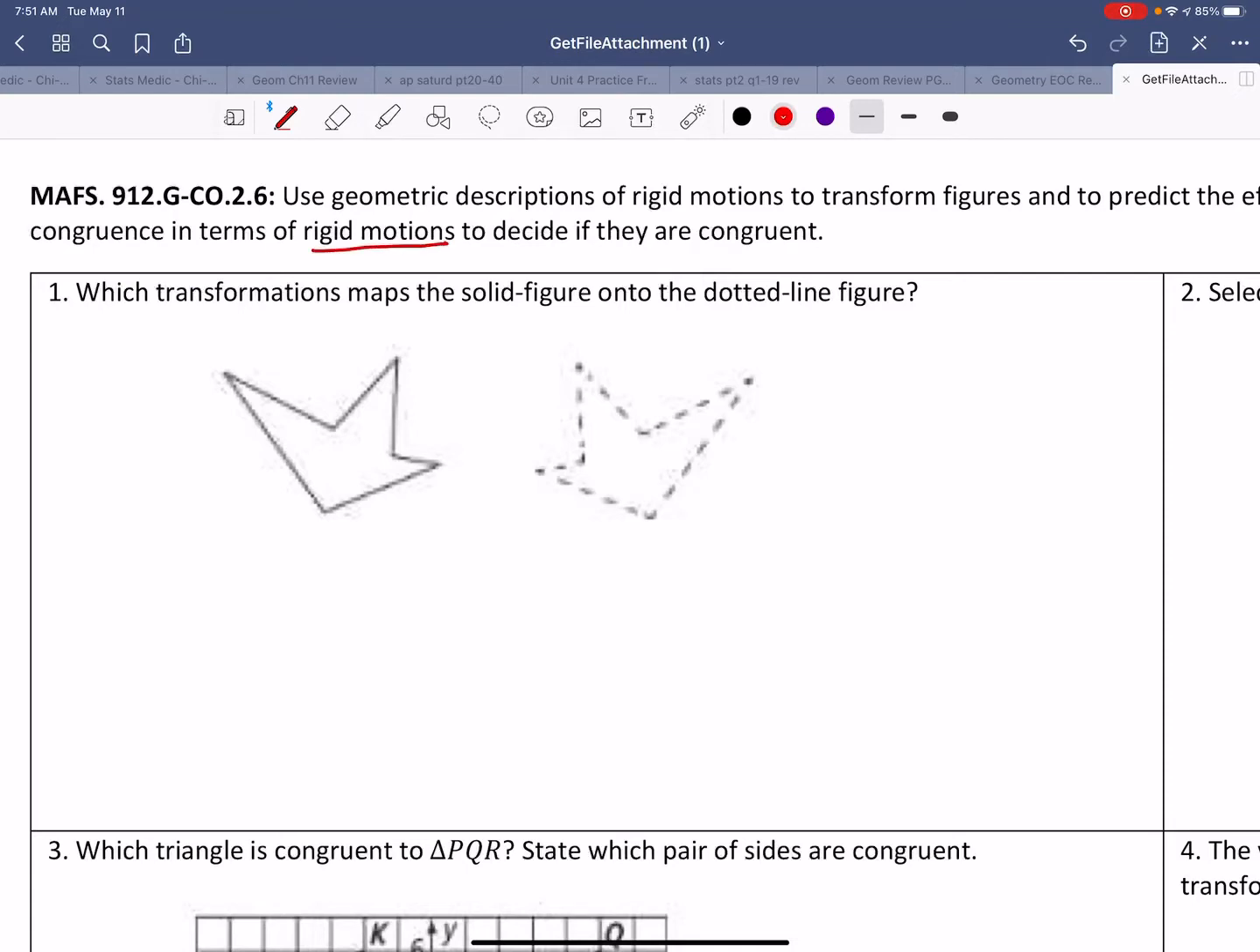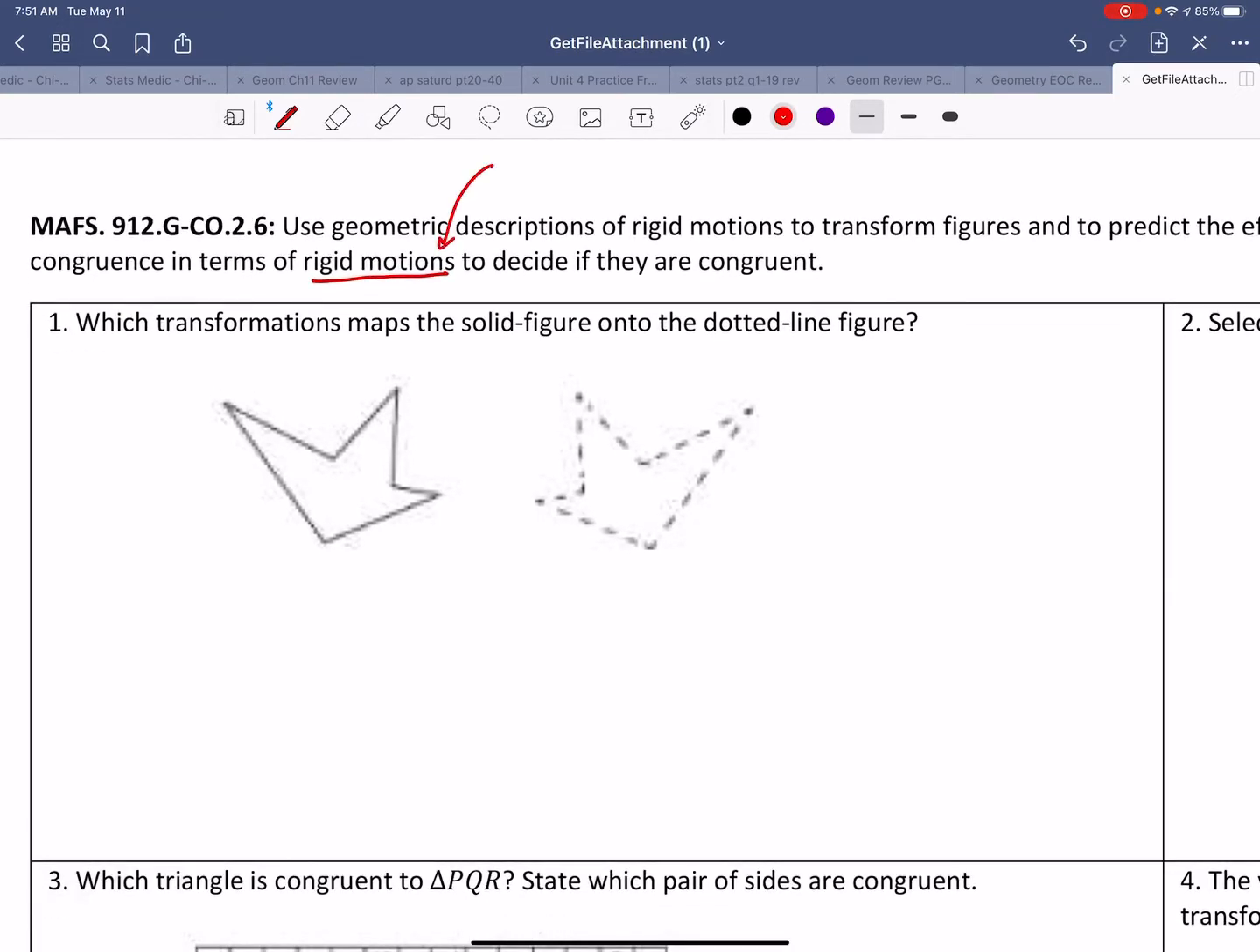So first off, I want to define rigid motion. That means angles stay the same and side lengths are the same. So this is the concept of rigid. It doesn't get any bigger or smaller.